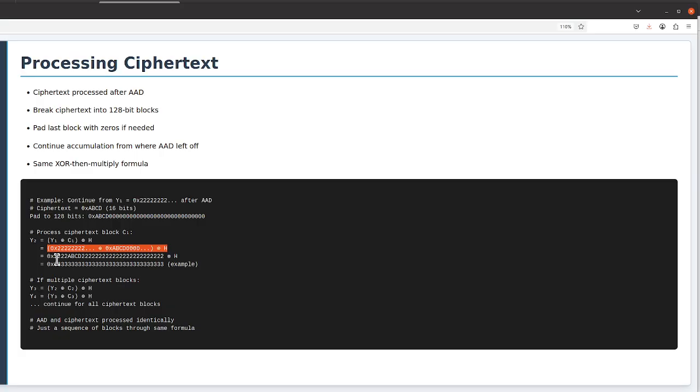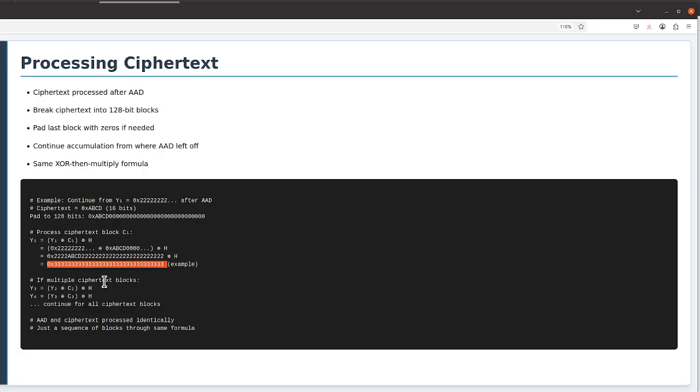Let's continue our previous example. After processing AAD, we had Y1 equals beginning with 0x22, ending with 22. Now suppose our ciphertext is a single 128-bit block C1 with value beginning with 0x33, ending with 33. We compute Y2 as Y1 XOR C1 times H, that's the value beginning with 0x22, ending with 22, XOR the value beginning with 0x33, ending with 33, all times H.